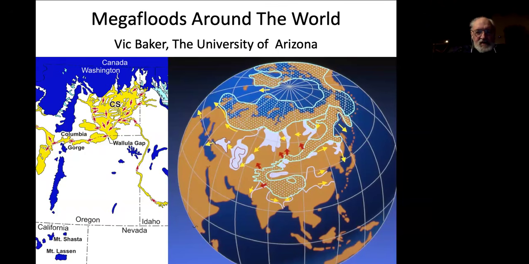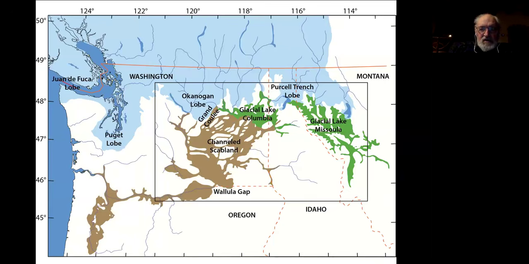On the right is a map focused on Asia, and it shows a pattern of large-scale flooding that also occurred around the time of the last ice age. So these are two areas that I'll be talking about in terms of the worldwide mega flooding.